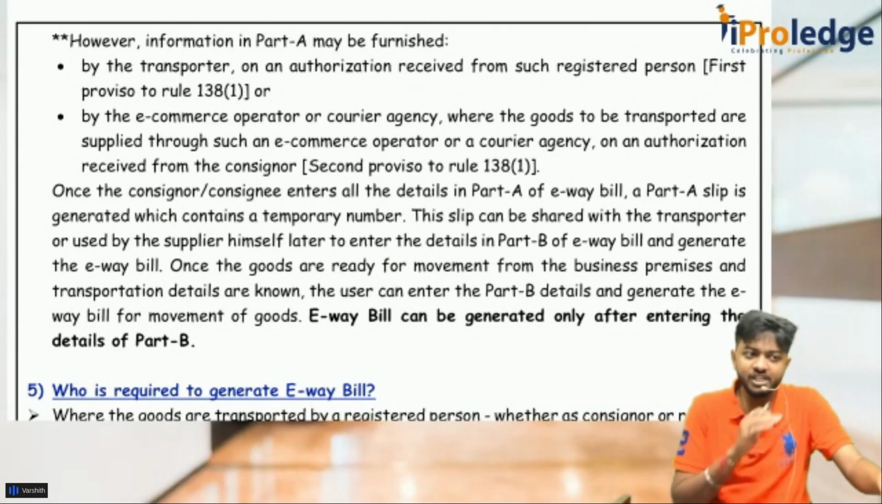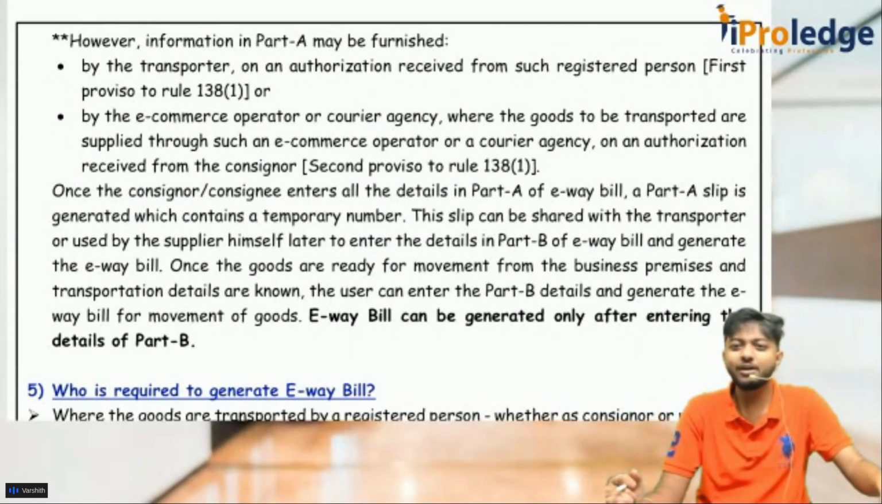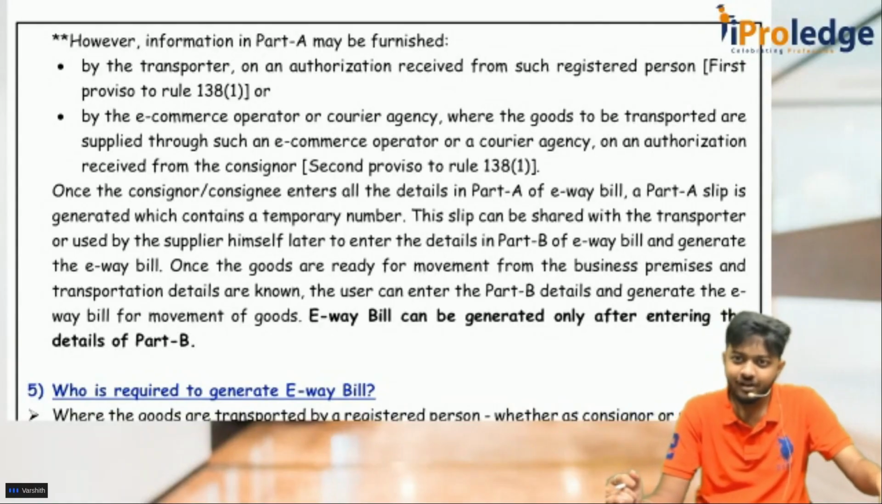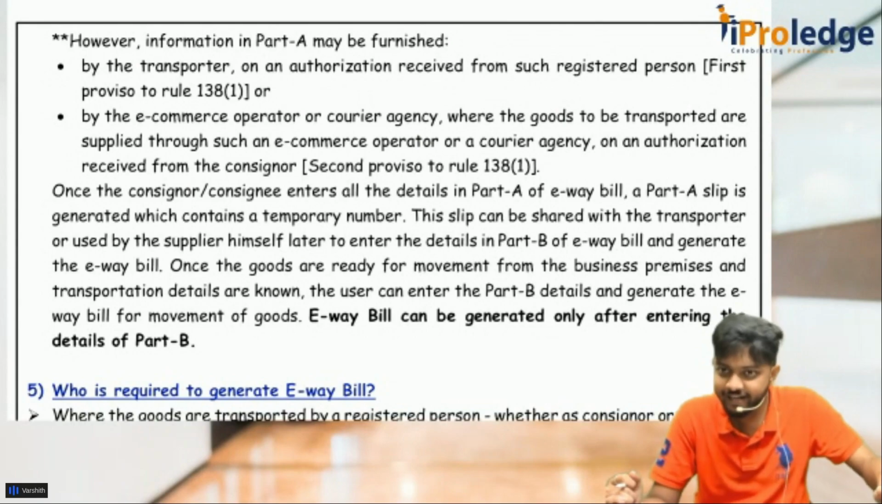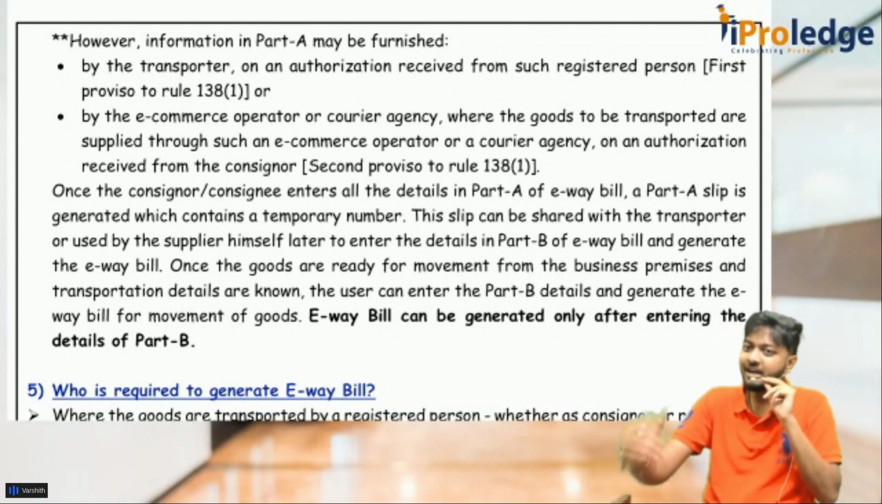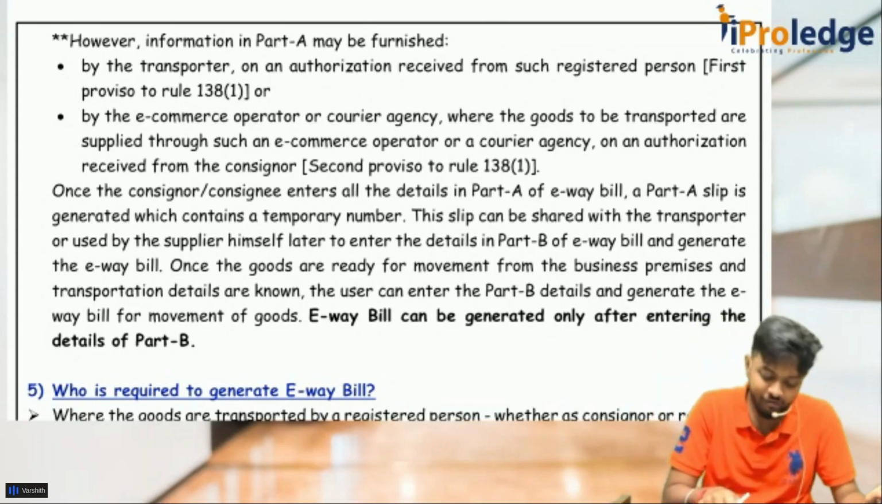Now what I'll do is, when I generate part A along with all the information, you have generated the e-way bill. Okay, so in part A, when you fill all the part A, one more thing you will give is the transporter ID. That's what we read here in the start.